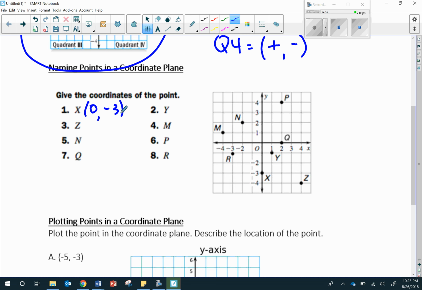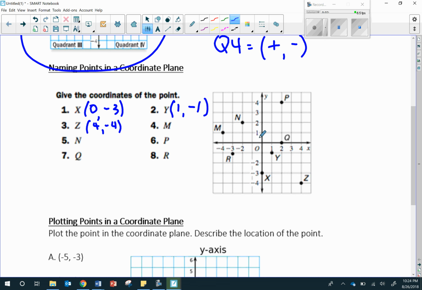For y, we went over on our x-axis, so we went over +1, and we went down to -1. If you notice, y is in quadrant 4, so it is positive, negative. Z, we move over 4, then we move down -4, so our coordinates are 4, -4. Again, same rules because it's in quadrant 4.